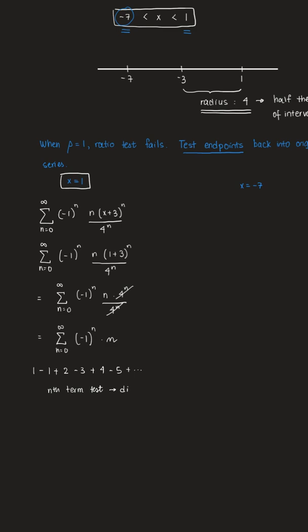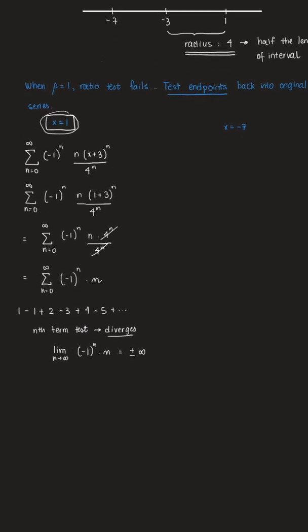So the nth term test will tell us that this series diverges because the limit as n approaches infinity of negative 1 to the n times n will either be plus or minus infinity depending on whether n is even or odd. So at x equal 1, the series will diverge. So right now, our interval of convergence was negative 7 less than x less than 1, and we know that at that endpoint, 1, the series diverges. The last thing we need to do is to check what happens when x is negative 7. And so we're going to do that next.